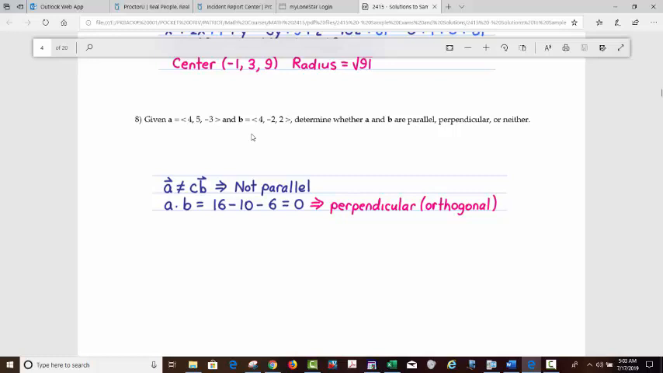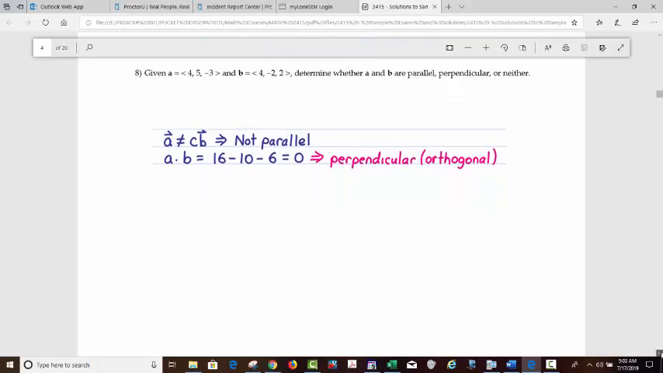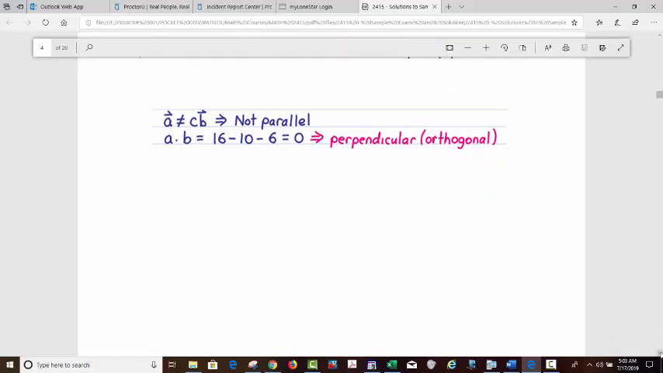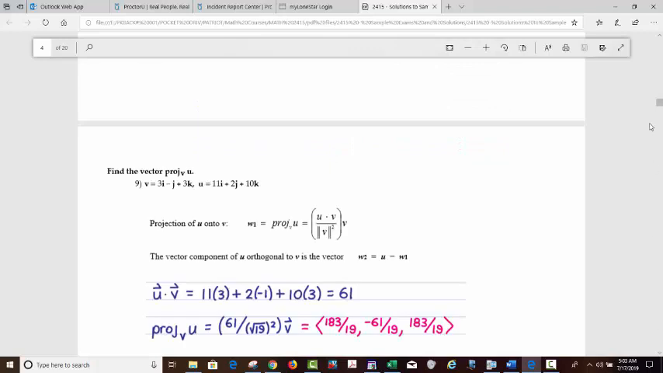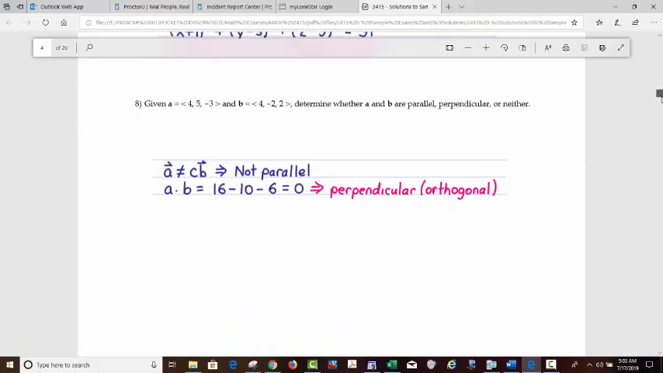Dot product's real straightforward. Checking for perpendicular is using the dot product. If the dot product equals 0, you have perpendicular, also known as orthogonal. And this one turns out, you do a dot product, you get 4 times 4 is 16. 5 and negative 2 is negative 10. Negative 3 and 2 is negative 6. So 16 minus 10 minus 6 equals exactly 0. So those are orthogonal vectors. Perpendicular vectors. Same term, essentially. So that was number 8, I believe that was, yes.